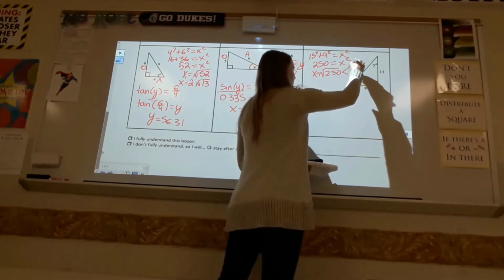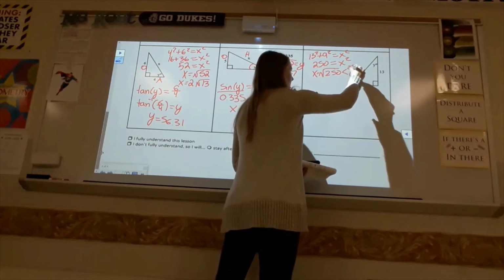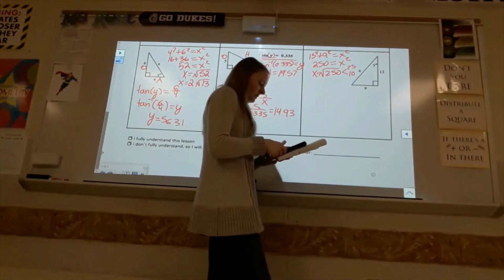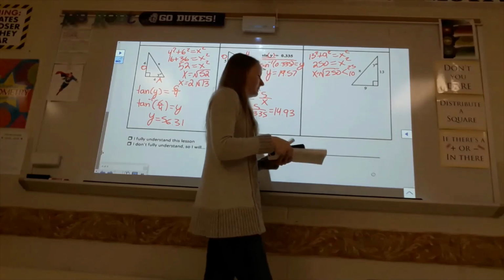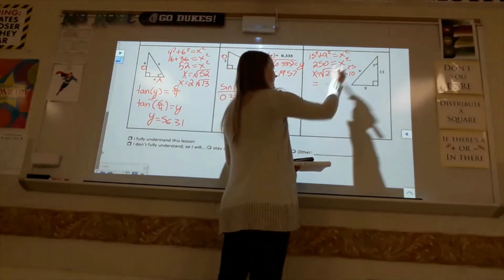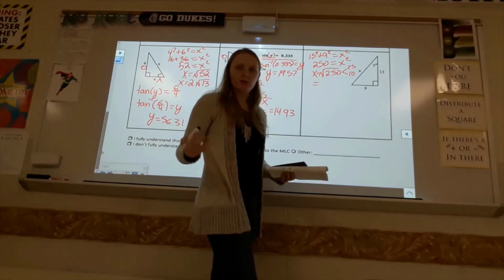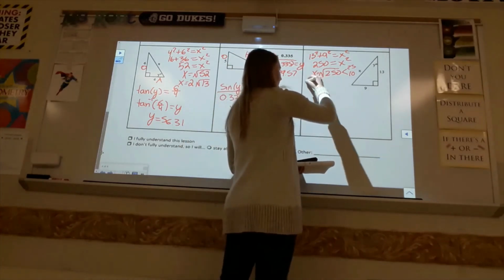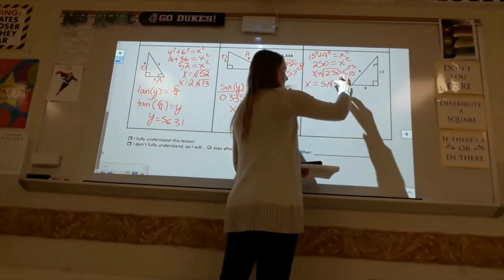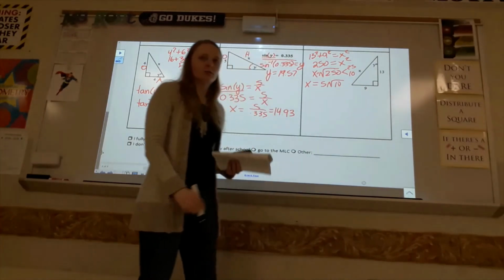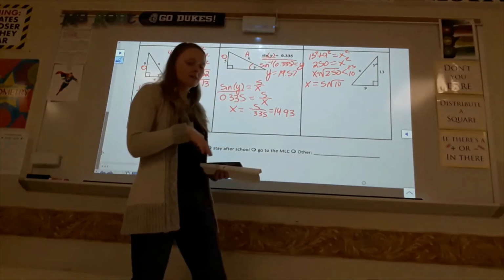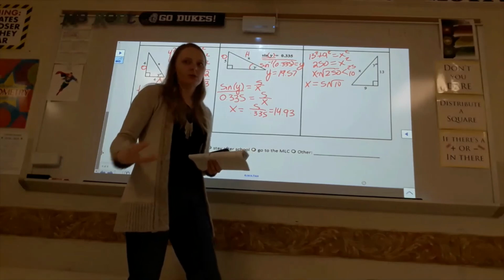Alright, that's 25 times 10. Let me just double check on it. That's the biggest one. Yeah, that would be the biggest one. So then when you simplify it, the 25 is a perfect square, so that would square root to a 5. And the 10, which is not a perfect square, would just stay as square root of 10. So x as a value is 5 square root of 10.